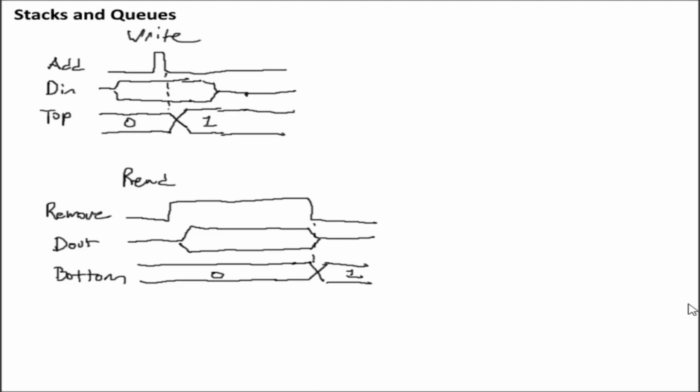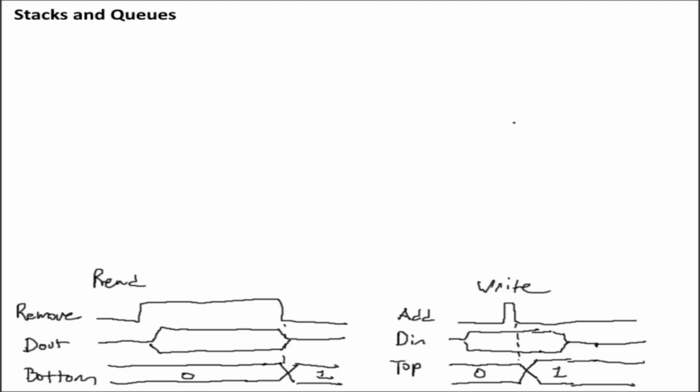Likewise, when reading, when we activate the remove signal, this is going to be sort of like a read signal, so it's going to be held on for a bit longer. We hold the remove signal on, data out gets the data that's present in memory, and that uses the bottom pointer, which is still zero at this point. When we're done reading, though, on the falling edge of remove, the bottom pointer gets incremented from 0 to 1.